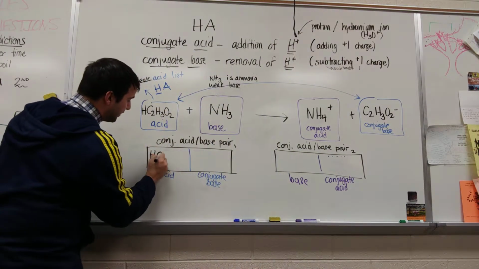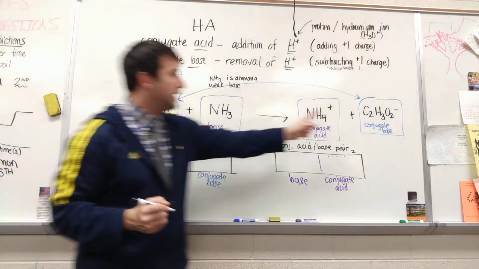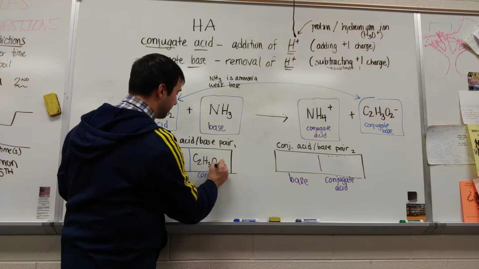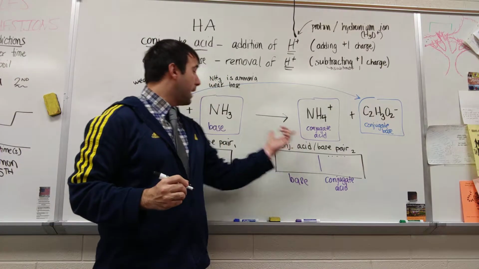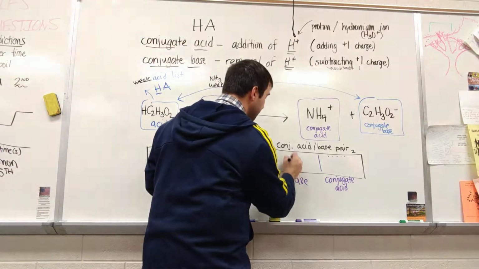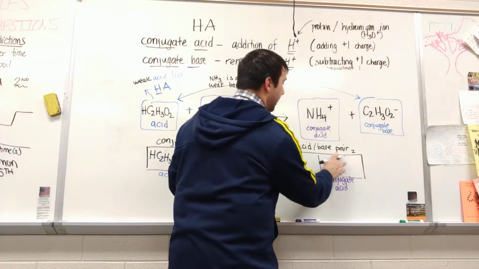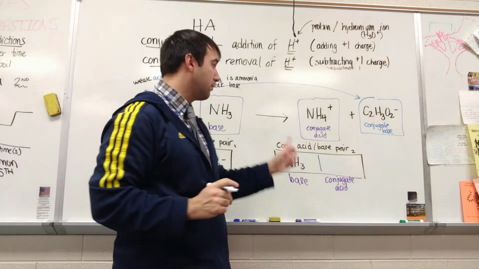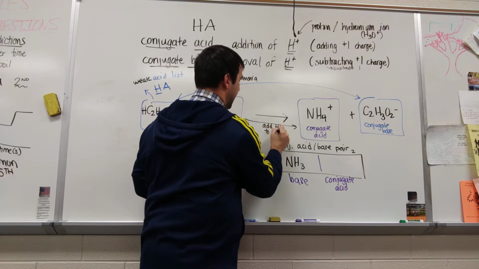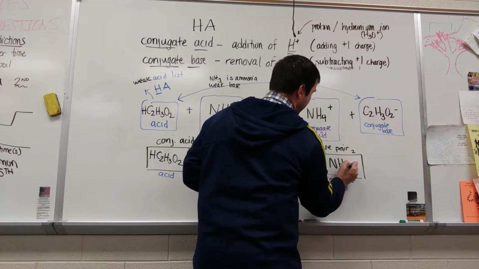If HC2H3O2 is my acid, the conjugate base is going to be C2H3O2 minus. If my base is NH3, which I've labeled, I should know that it's ammonia. If my base is NH3, my conjugate acid must have one more H+, if you remember. I added an H+, right? You add an H+ to get conjugate acids, and I get NH4+.